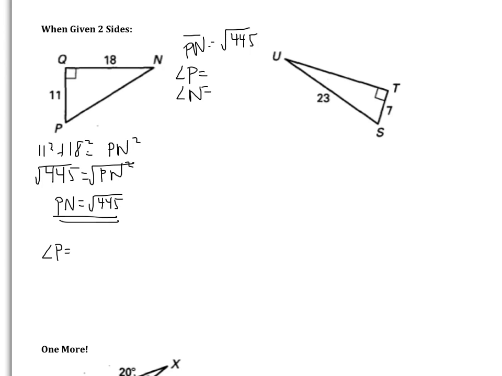I'm going to start by finding angle P. Looking at angle P, I have 18, which is opposite, and I have 11, which is adjacent. So this is going to be tangent. So I have the tangent of angle P equals opposite, which is 18, over adjacent, which is 11. Now, remember that in order to split up the tangent and the P, I have to take the inverse. So I'm going to take the inverse tangent on both sides.